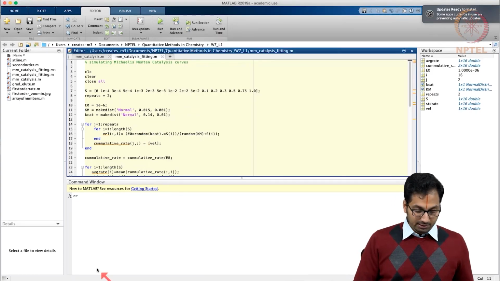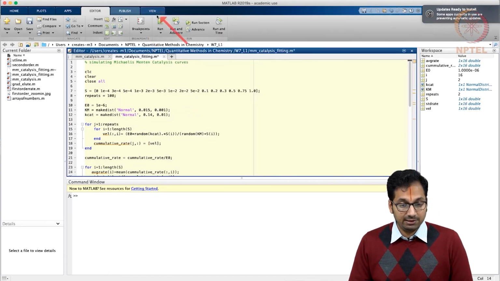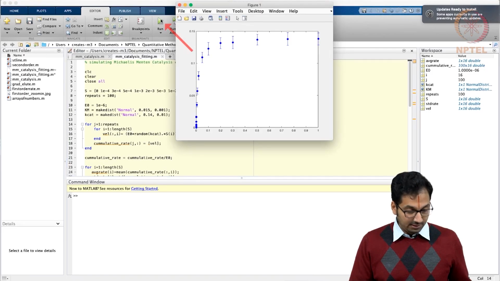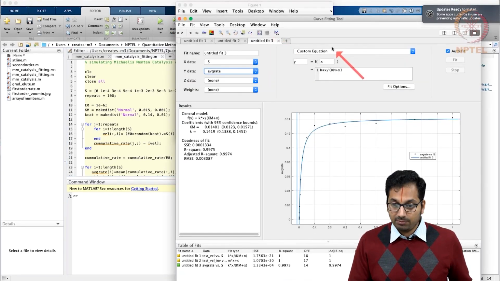So now, wantedly, for the sake of understanding this better, we will simulate it so many times that now the fit will also come up beautiful.